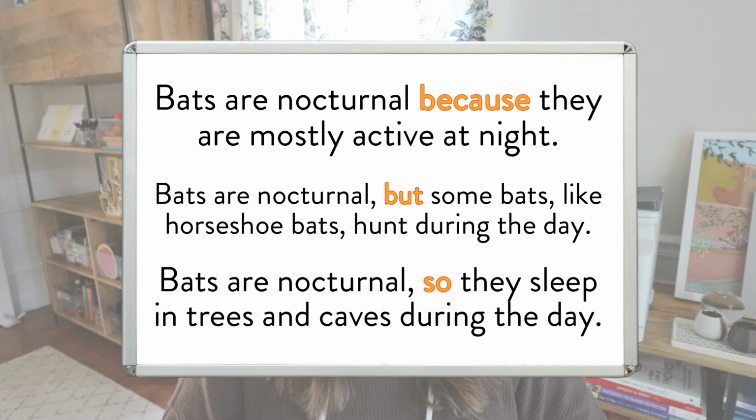As you can see here with these three sentences, students are writing an informative text about bats, but they're sharing what they've learned, right? They're giving some reasons that bats are nocturnal because they're mostly active at night. This shows you that they know what nocturnal means. Bats are nocturnal, but some bats, like horseshoe bats, hunt during the day. This is showing you what they've learned. They're kind of changing direction. Even though most are nocturnal, we did learn about this other bat that's not. And then bats are nocturnal, so they sleep in trees and caves during the day. Again, showing that cause and effect.